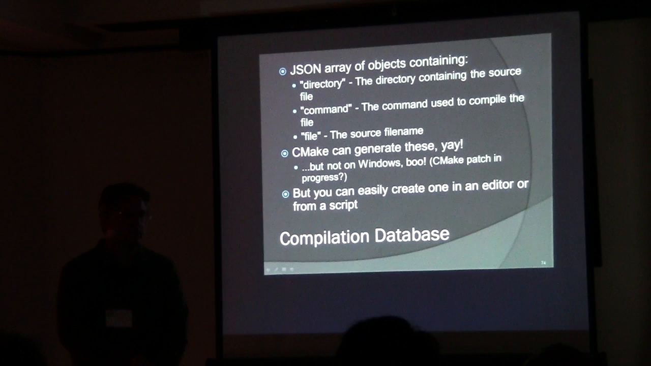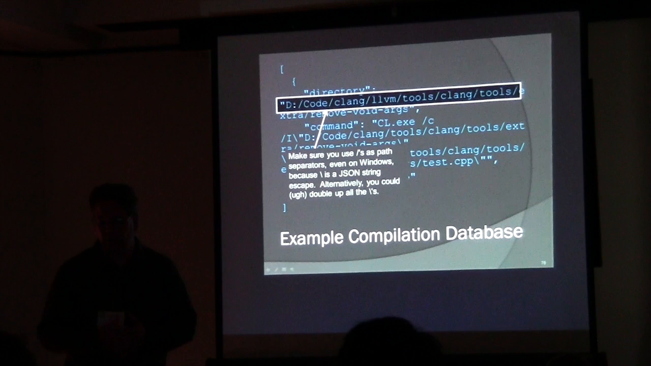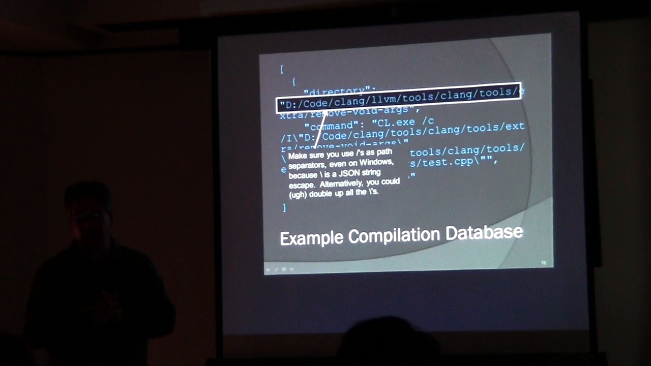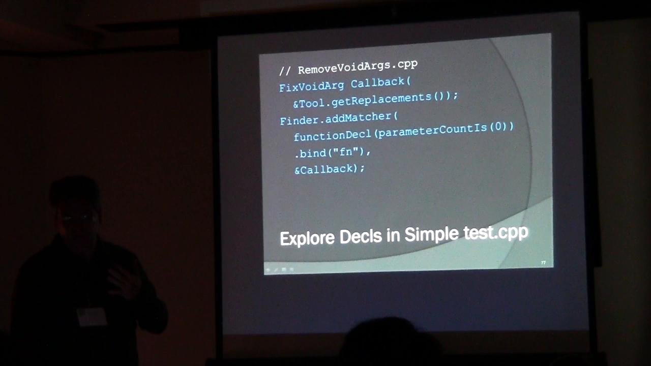And so what does this look like? Here's an example of one. I found that things would go horribly wrong if I did not use slash for the path separator. I could have done the doubly disgusting thing of doubling up all the backslashes. The problem is it's a JSON string, and a backslash is a string quoting character in JSON strings, right? So the easier thing was just to make it more legible by changing the backslashes to slashes. So that's the compilation database. That's all pretty much clear to all of you, I'm sure, right? Why you need that. So let's get on with making our refactoring tool.